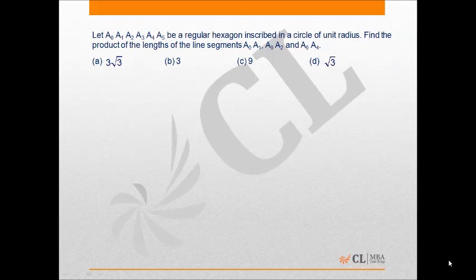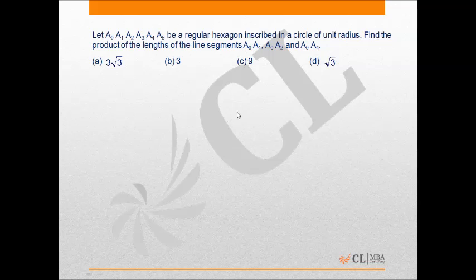This is a problem of geometry and it is of moderate difficulty level. Here it is given that A0, A1, A2, A3, A4 and A5 is a regular hexagon which is inscribed in a circle of unit radius.